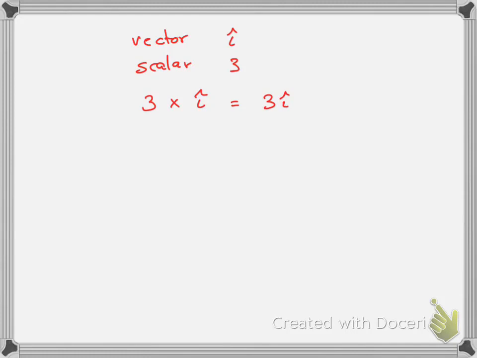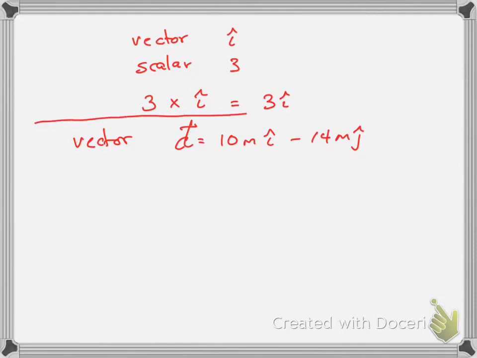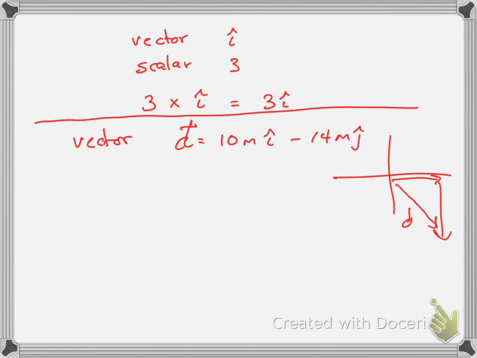And we can do the same with any vector. Let's say I have a displacement vector, an arbitrary displacement vector. I just made it up. And it's 10 meters in the i direction and 14 meters in the j direction. So it looks something like this. Let's put it on a graph. 10 meters in the x direction, 14 meters in the negative y direction. So my displacement vector looks something like that.